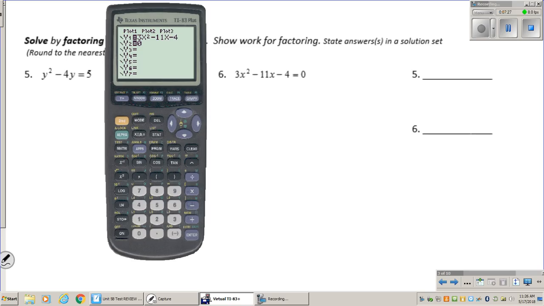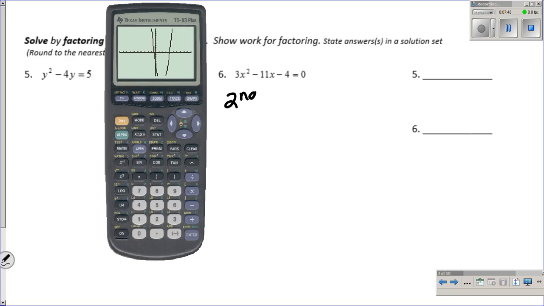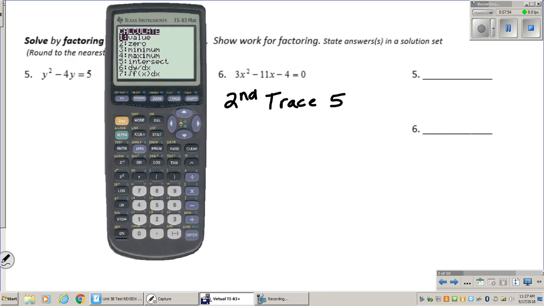So we're going to go to zoom 6, because on the last problem I did zoom my window out. So let's do zoom 6 to get the calculator window back to the standard. And we have two intersections. So remember, where the parabola, the U-shaped curve, intersects the x-axis, those are your two solutions. So we're going to do second, trace, and then 5, and then move the cursor to one of your intersections. I like to start on the left side, and as long as you're close to the left side, it's going to find it. Press enter 3 times.